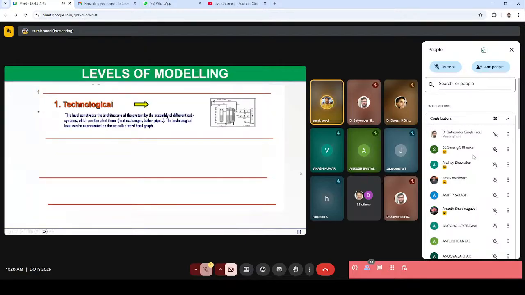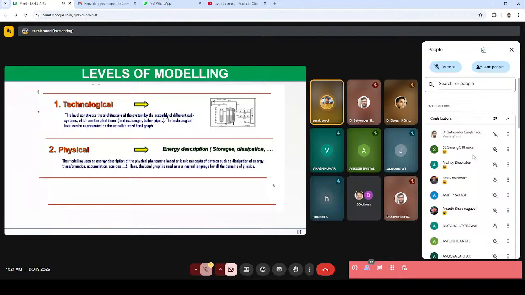If we talk about the 4 different levels of modeling, the first one is the technological level, in which the system is seen on the macroscopic level. We just want to see the architecture of the whole model. In this, we see what the different components or subsystems of the model are, and it gives us the overall idea of how the system is going to work. In the case of bond graphs, we have something called the word bond graph that satisfies this technological level.